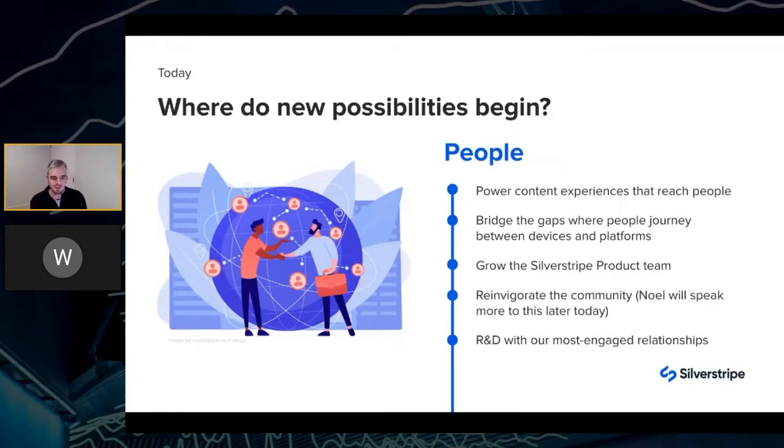Because what I'm about to do is bring the conversation back to Wayne, and we're going to talk about tomorrow, but I want to set the stage for what tomorrow looks like. And so when we're thinking about new possibilities, fundamentally, it's about people. We want to power content experiences that reach people. We want to bridge those gaps where people drop out when they're changing platforms and devices and things like that. And we want to grow the Silverstripe product team so that we can continue to use the CMS to connect meaningfully with the people that the content reaches.